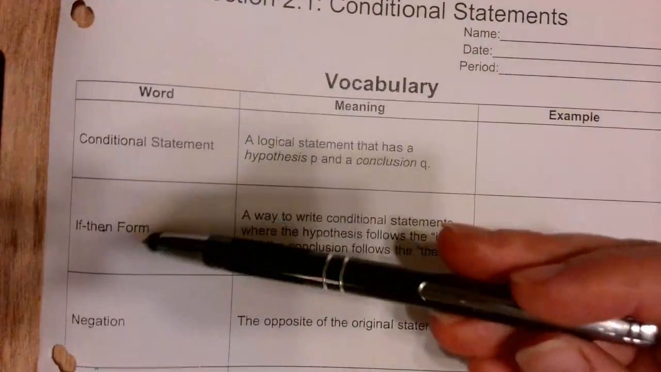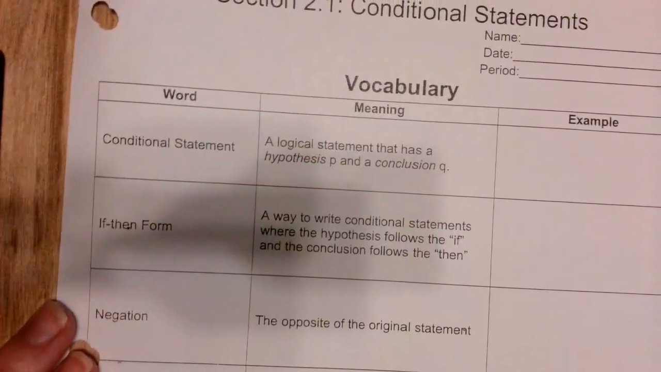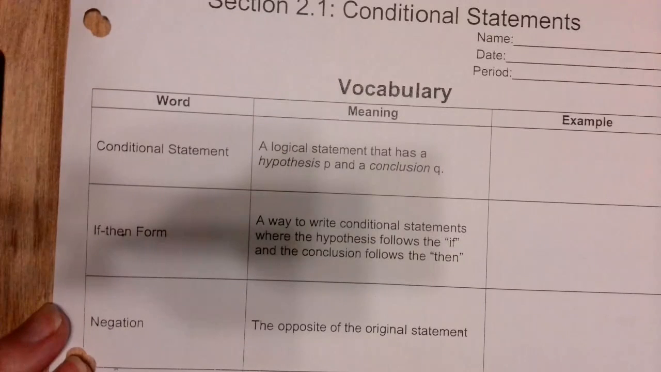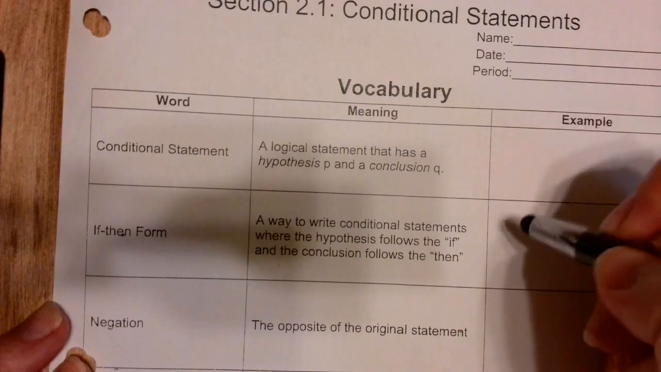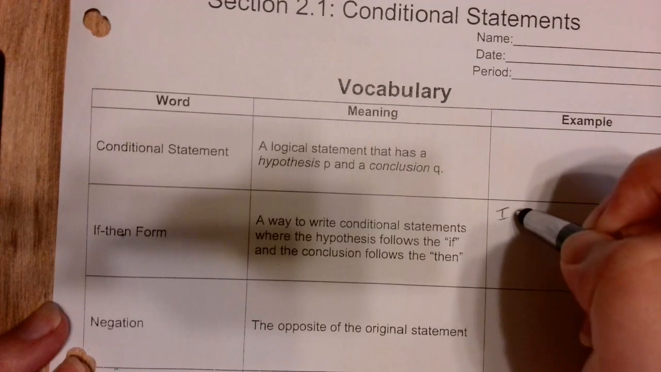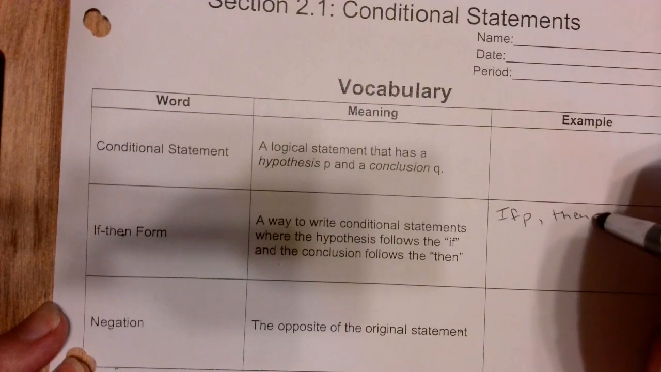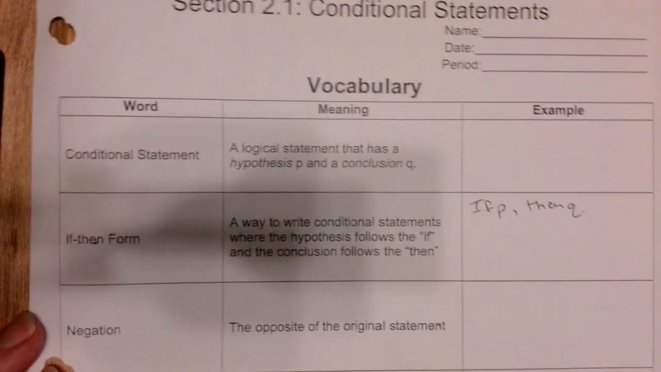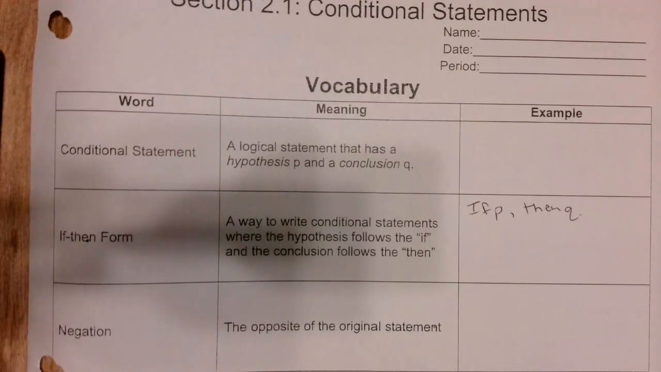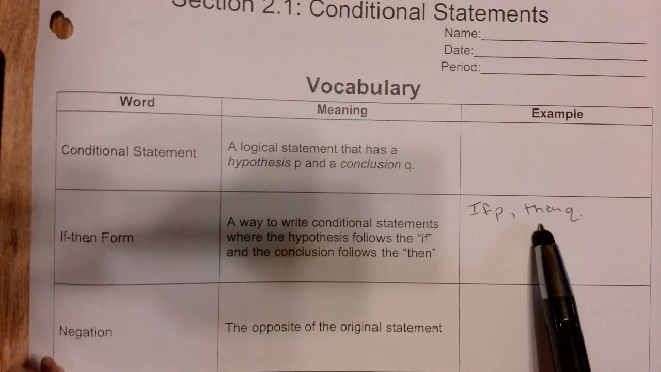So the first one that we use maybe a little bit more is an if-then form. Usually when we have a conditional statement, we put it in the if-then form. And that's when it goes, if P, then Q. So if it rains, then I will go to the park. If I do my homework, then I can watch TV. If I study for a test, then I will get an A. You'll see the if and you'll see the then.